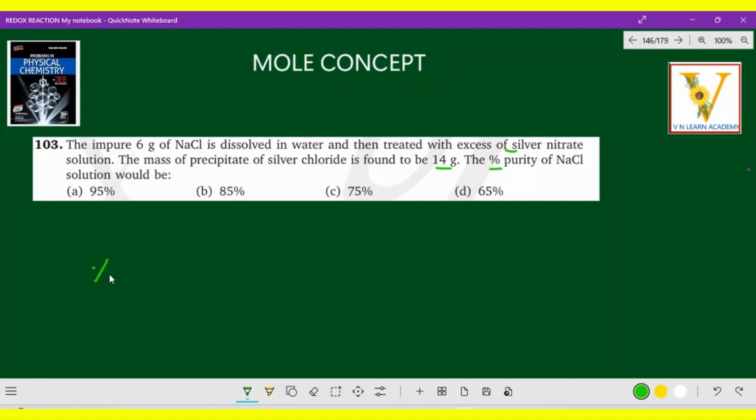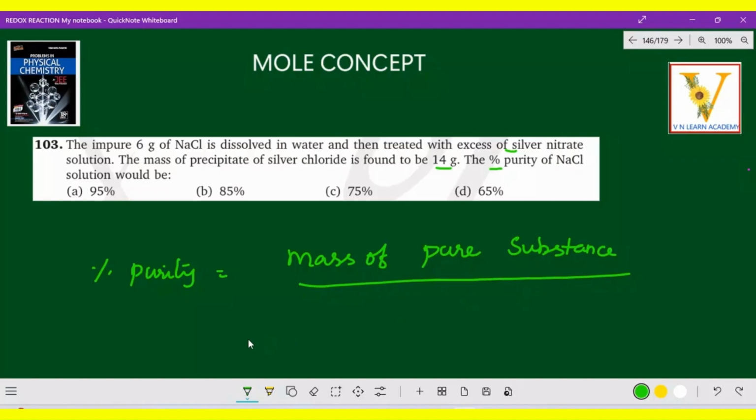Right now, percentage purity equals mass of pure substance divided by mass of impure substance, that is given. So for NaCl here, what they have given, into 100. Usually when a percentage comes, the 100 will be along with that, right?